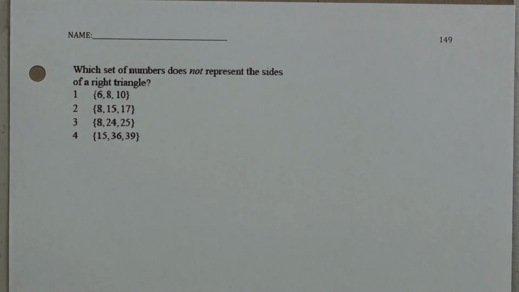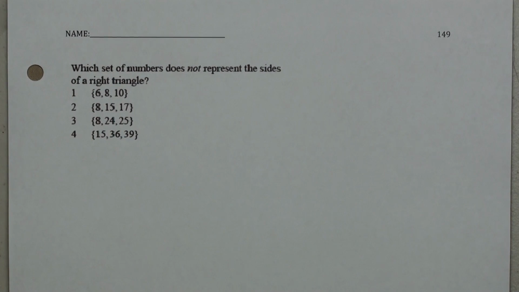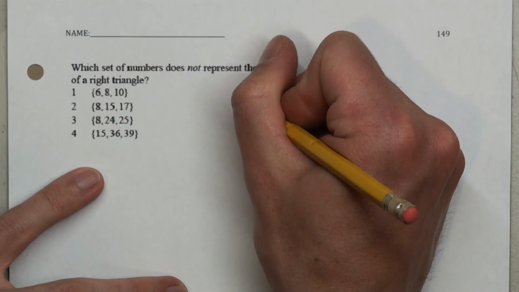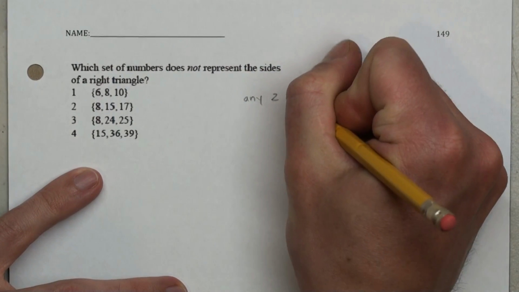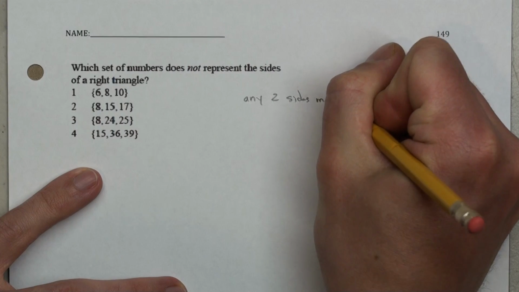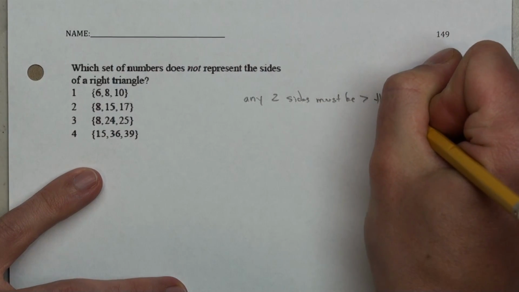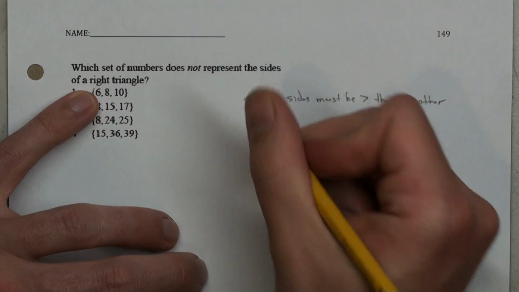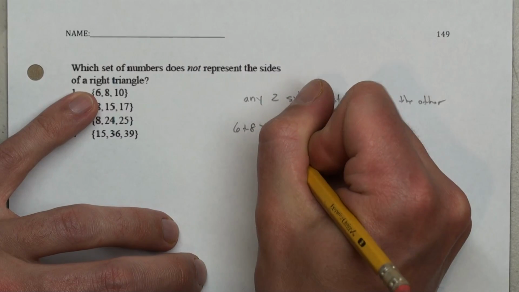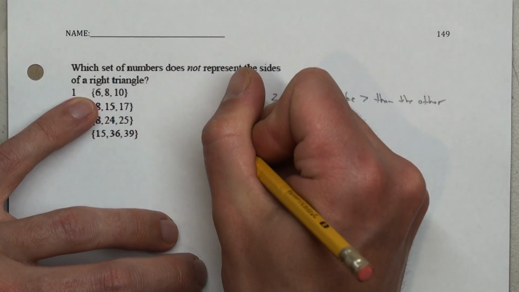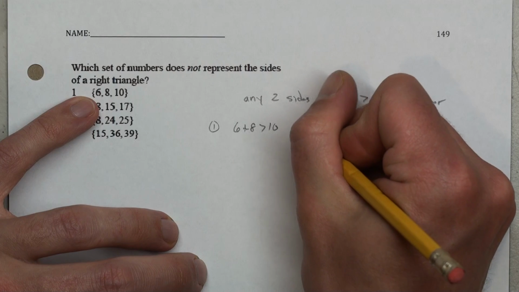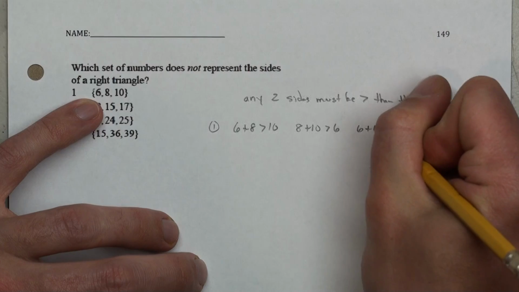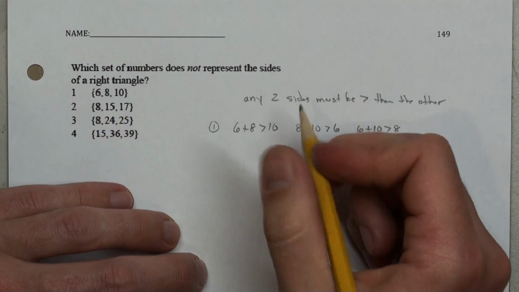Which set of numbers does not represent the sides of a right triangle? Okay. Any two sides must be greater than the other. So, let's look at number 1. 6 plus 8 must be greater than 10. 8 plus 10 must be greater than 6. And 6 plus 10 must be greater than 8.